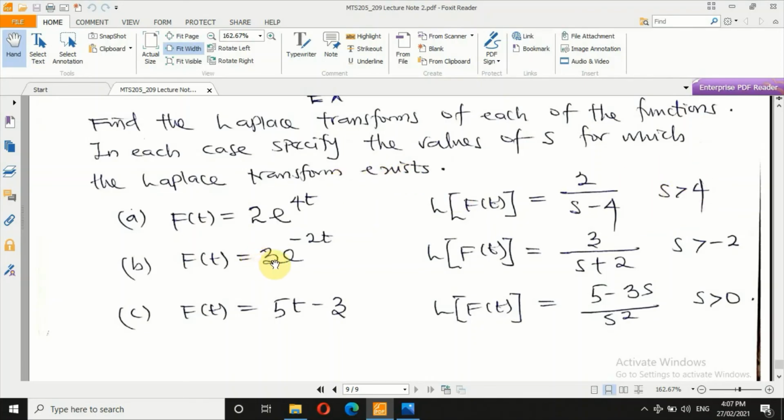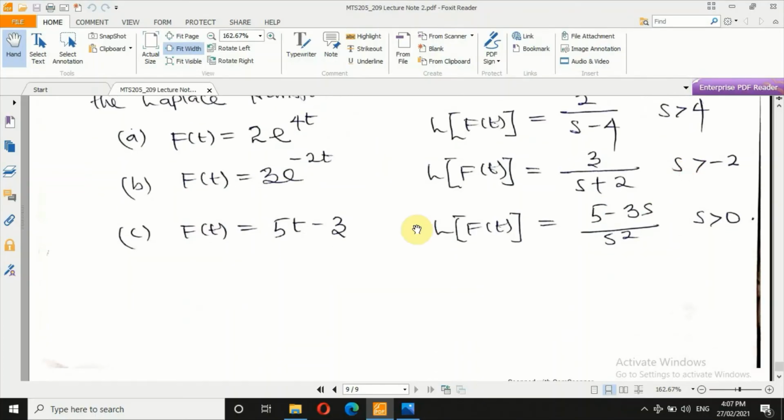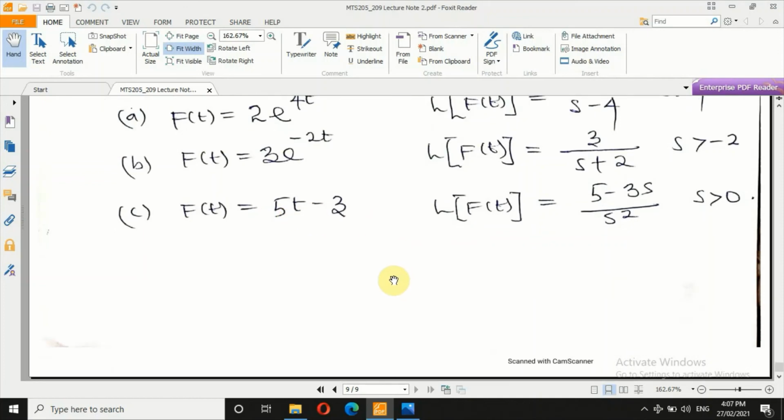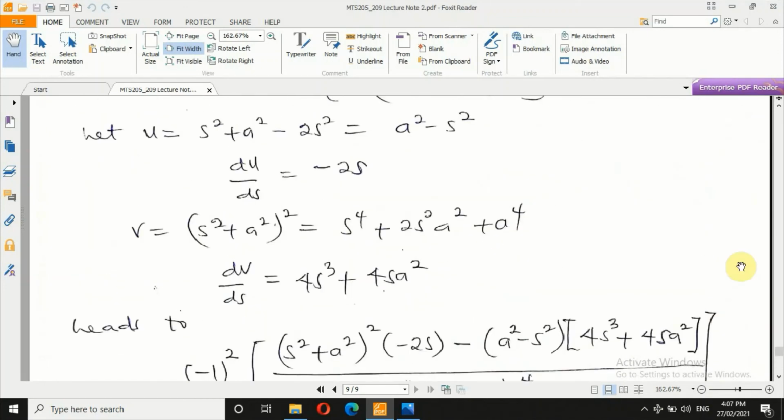Now what about this one too? 3 exponential minus 2t, that is what? 3 over s minus minus 2, that is s plus 2. This is true if s is greater than minus 2. Then the last one again, we have f(t) equals 5, and that is all. So you can see, so far so good.